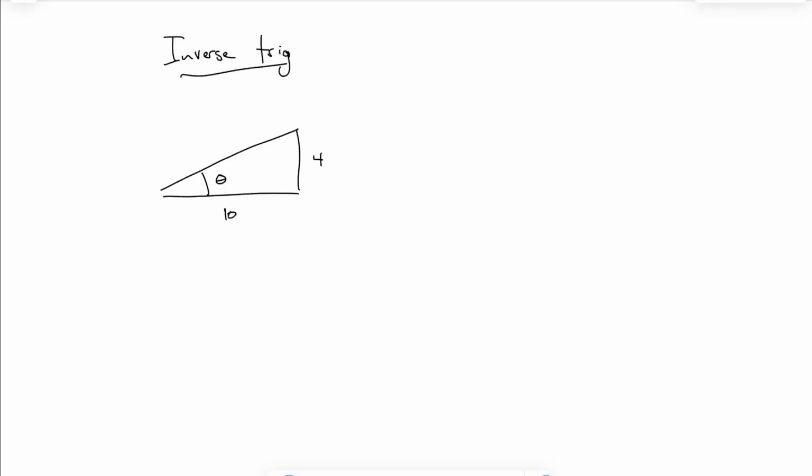The way to do it is using an inverse trig function. Looking at this triangle, you have to decide for yourself if you want to use a sine, a cosine, or a tangent. In this case, I'm going to use a tan because the two sides that I know about are the opposite and the adjacent. And I remember, because I'm a good boy, that's what the tangent is about, the opposite and the adjacent. So tan theta is opposite over adjacent, which in this picture is 4/10.